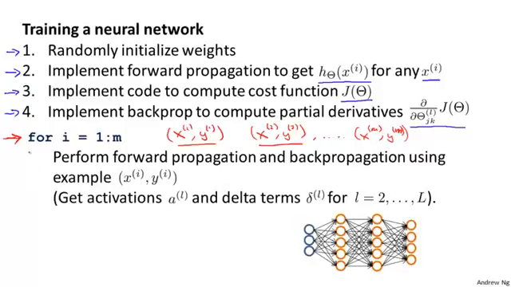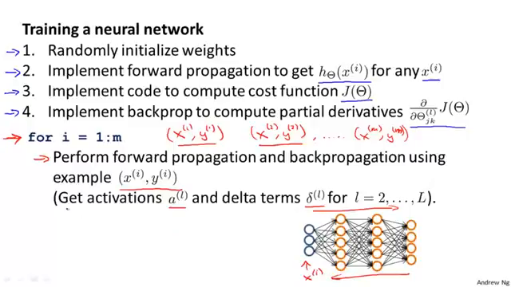So concretely, we have a for loop over my m training examples, and inside the for loop, we're going to perform forward prop and back prop using just this one example. What that means is that we're going to take x(i) and feed that to my input layer, perform forward prop, perform back prop, and that will give me all of these activations and all of these delta terms for all of the layers of all of my units in the neural network.